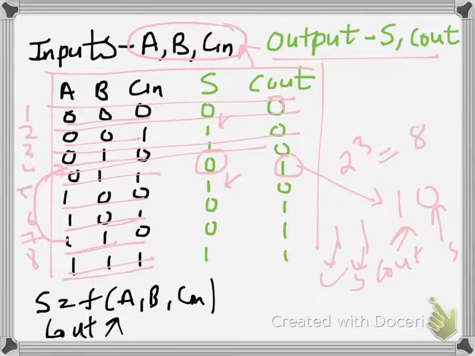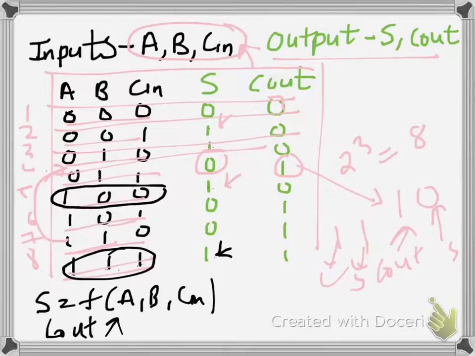Now if we take a closer look, S is 1 only when we have an odd number of 1s in the inputs. Like here it is 1 just because we have 1, 2, 3, an odd number of 1s here. Similarly here it is 1 because we have just one 1, which is also an odd number. Here also we have just one 1, that is why it is 1. So this means it is again an XOR. It will be again an XOR.